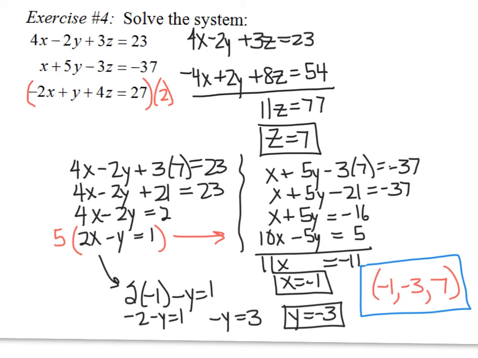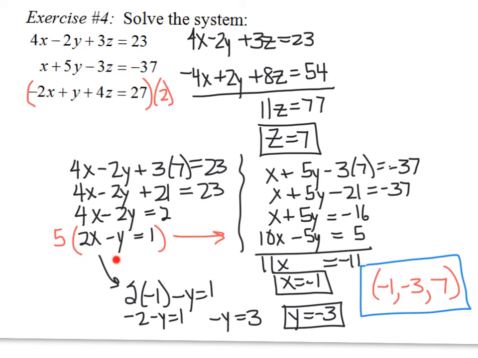So I could take that answer for z and I could substitute it in any of my original equations. I put it into the first equation first of all, and simplified it to get x and y as an equation. Then I substituted 7 into the second equation, this one right here. Again, I simplified that one.